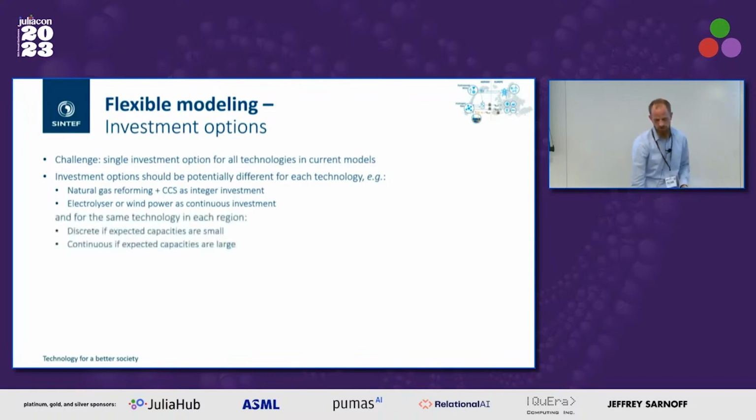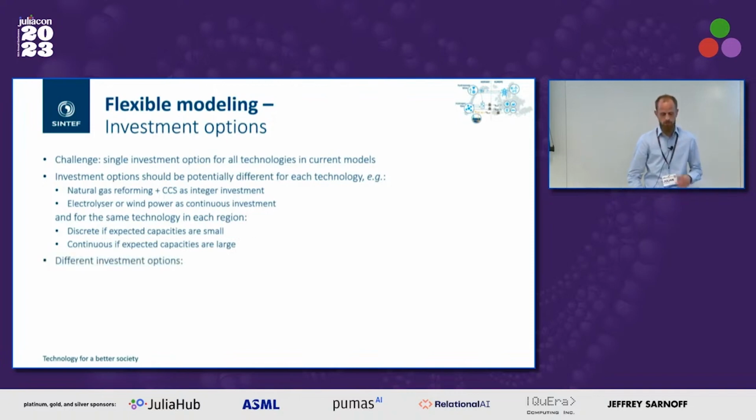But on the other hand, you also want to have, for the same technology in each region, the possibility to change whether it's continuous, discrete, or how you want to model that. So let's say we have a smaller wind farm potential here. It makes quite a lot of sense to have it discrete. Well, if you're looking into Norway as a single node, why should you bother about these integer variables?